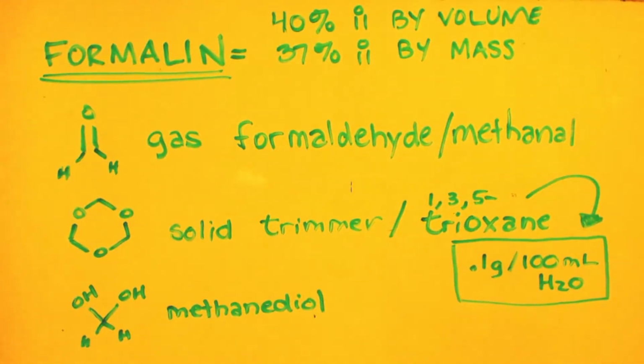We're talking about how to get 1,3,5-trioxane. I like to use it as a source of formaldehyde. I already did a video about paraformaldehyde.